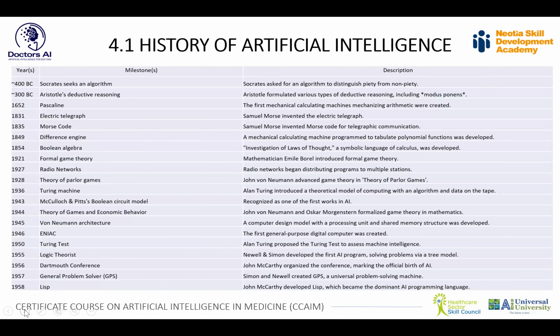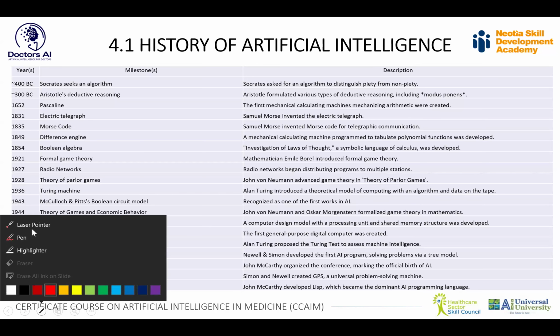So there's a huge history of development of artificial intelligence. As you can see, AI is not new. So I have enumerated the entire history. As you can see, the history started with Socrates, who sought an algorithm in 400 BC. So that's how old it is, humans trying to create and emulate human intelligence with the help of machines. And since then, there have been a lot of developments happening, Boolean algebra, neural networks. In the Turing machine, Alan Turing introduced a theoretical model of computing with an algorithm and data on the tape.